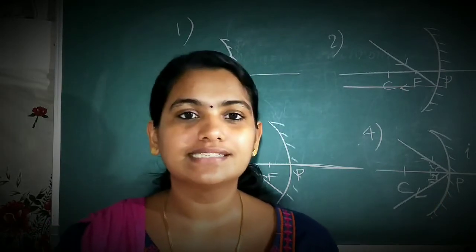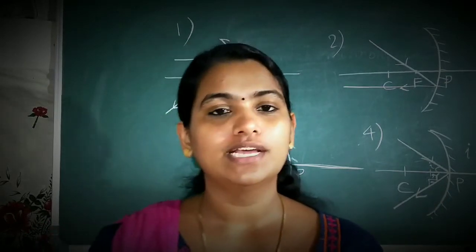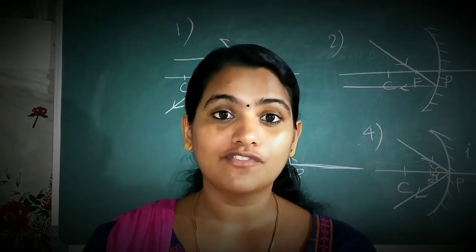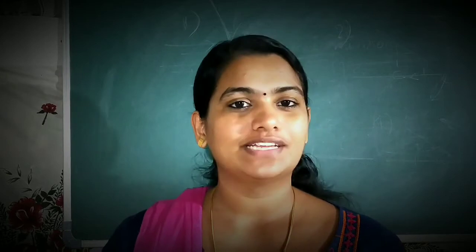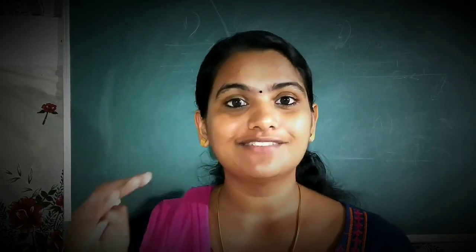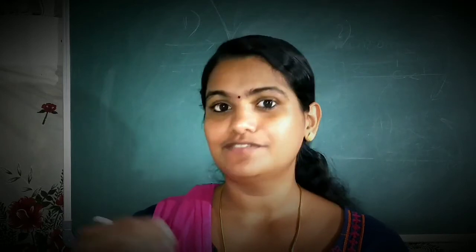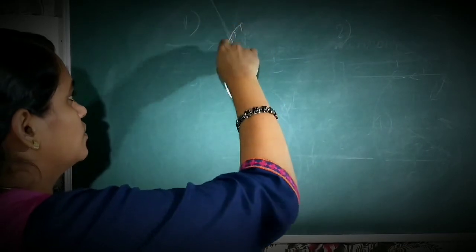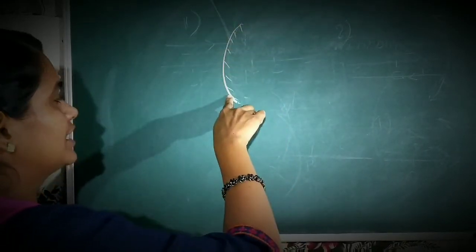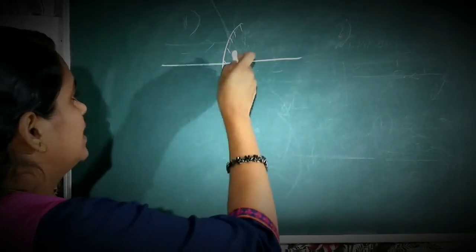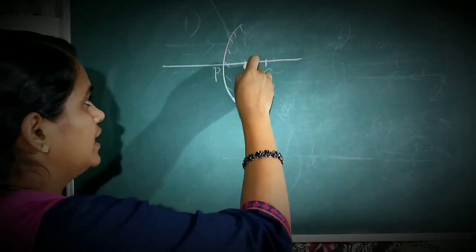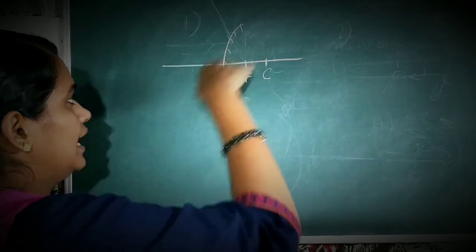Okay, hope these four representations are clear to you. Next we will see this same representation in the case of a convex mirror. Let's see the first representation in case of a convex mirror. So in case of a convex mirror, the reflecting surface is curved outwards. That is like this. So this is the reflecting surface. So we have the principal axis like this, and this is the center of curvature C. Here we have the pole P and the focus F.